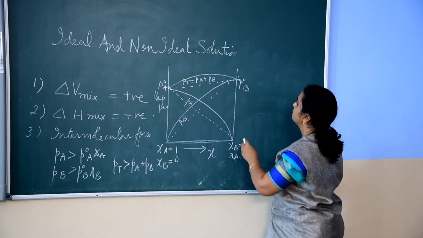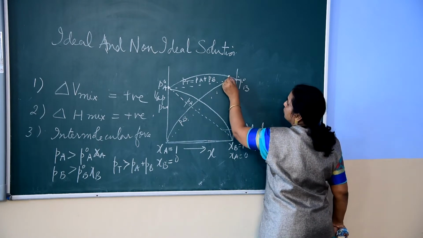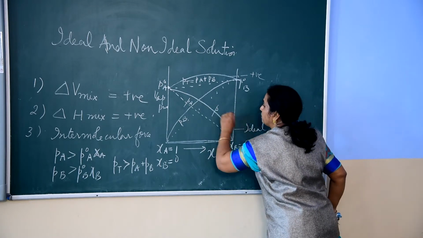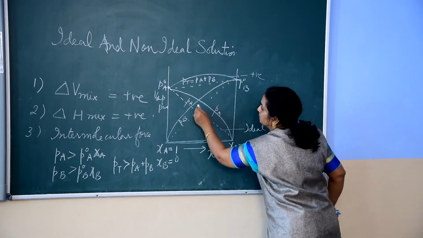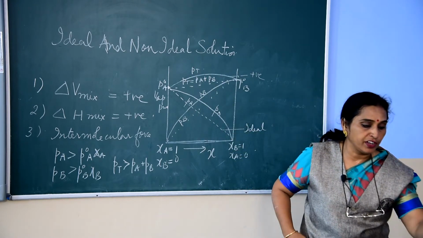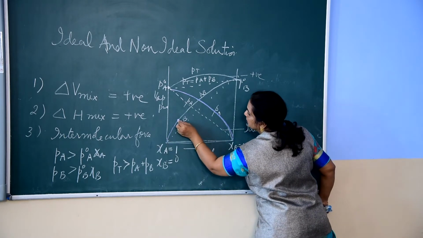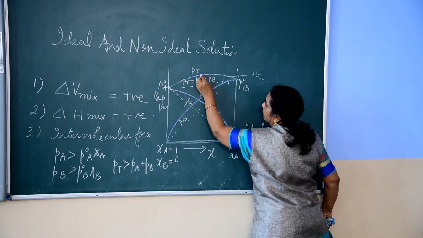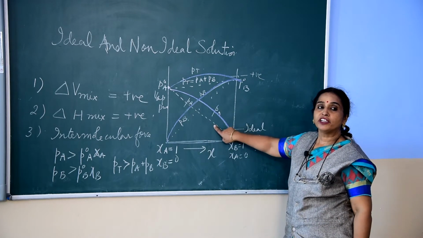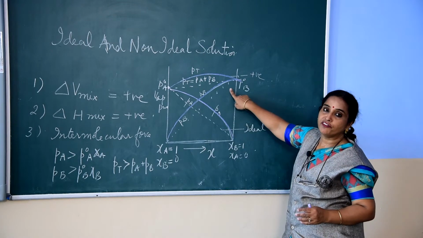Compared to the ideal behavior, this was the ideal, and this shows positive deviation. The curves on the top are for PA, for PB, and this curve is for P total. That means compared to the ideal behavior, we notice that there is an increase in the vapor pressure because the molecules are far apart. We can see from the ideal graph the difference, what exactly is taking place between an ideal solution and a solution showing positive deviation from Raoult's law.